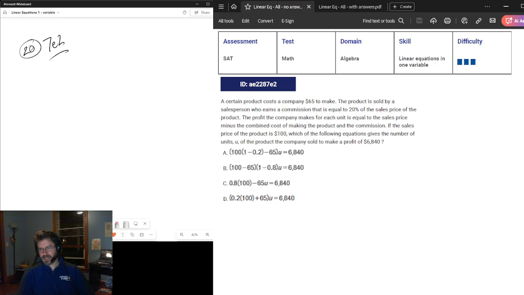Looking at the answer choices, we have linear functions again here. There's a whole bunch going on in those. None of these are like a standard form, so we really got to know what these numbers are doing. What do they represent? So let's read through. Product is $65 to make. That's a cost. Sold by a person whose commission is 20% of the price. Not the cost, but the price. The profit they make is equal to the sales price, so the price minus the cost and the commission. And the commission is a percentage of the price.